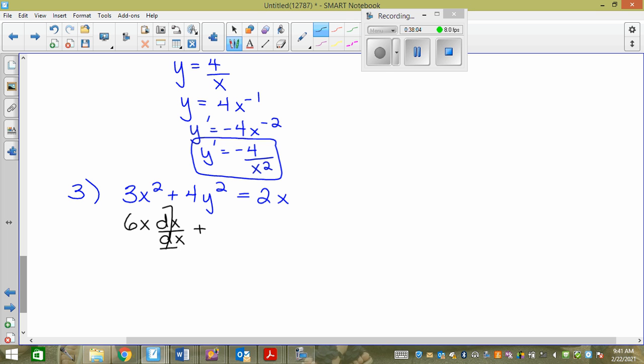2 drops in front. 4 times 2 is 8. Y to the 1. Do I have to write the 1? No. But this is where people error. They forget to do this. Then I multiply it by dy over dx. Does that one cancel off? No. Then equals. Derivative of 2x is 2 times technically dx over dx, but it cancels.